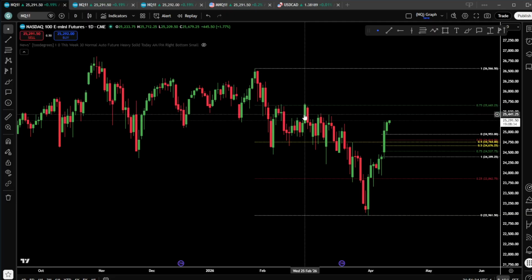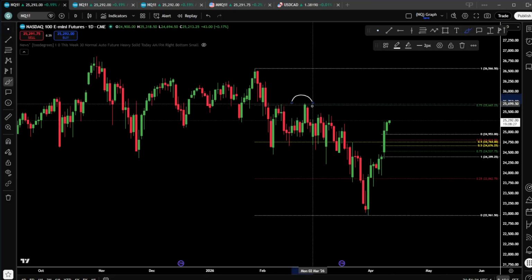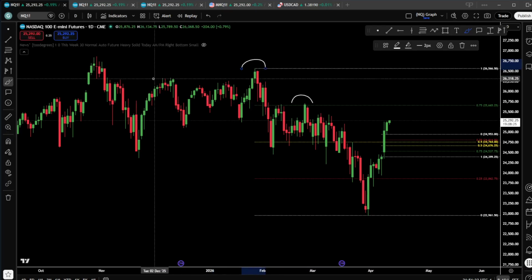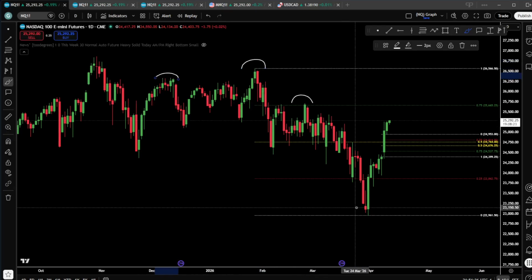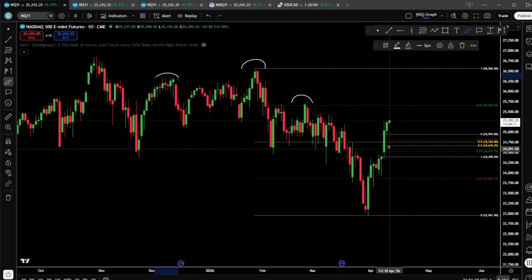This was the lower time frame long-term high. Right, so it's a daily intermediate term high. That's what I was saying. This is an intermediate term high, the long-term high.